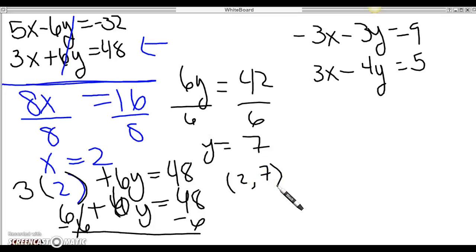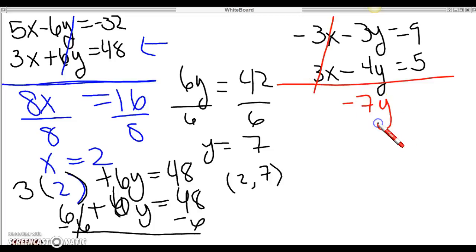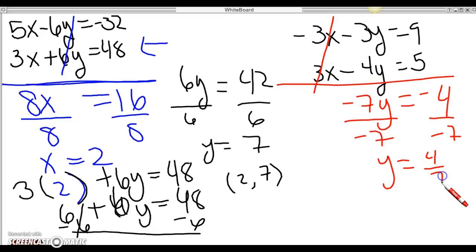Alright, let's do the next one. Again, they made it so easy for us. We can eliminate the x value because my x values have the same coefficient and opposite signs. So my x's will cancel out, and I'm left with negative 7y equals negative 4, because I'm adding. So I divide both sides by negative 7, and I get y equals 4 over 7.